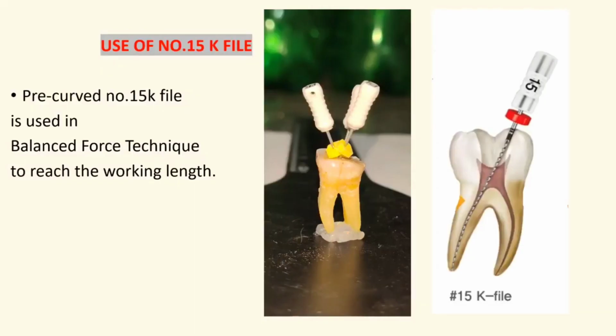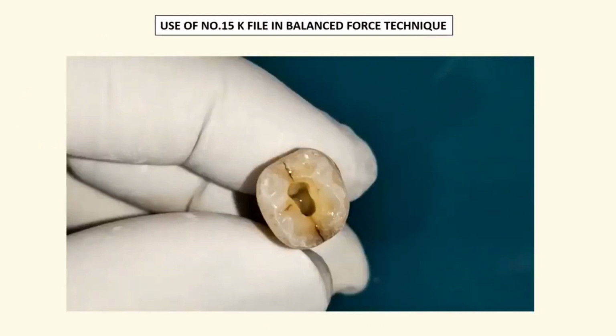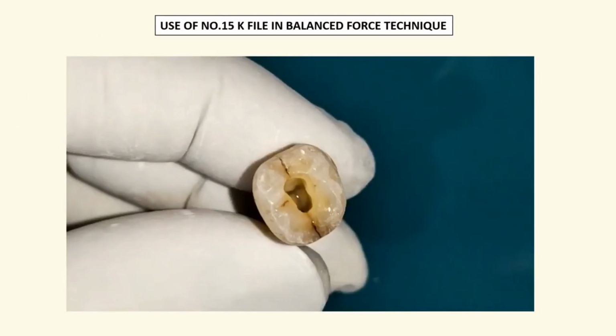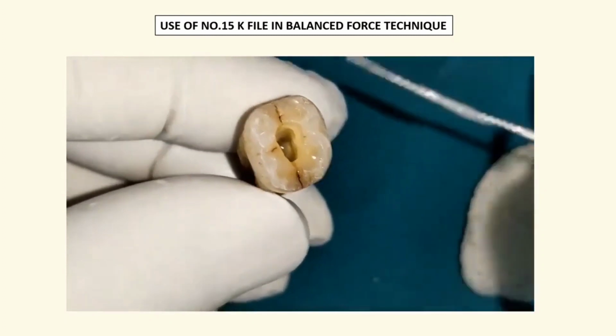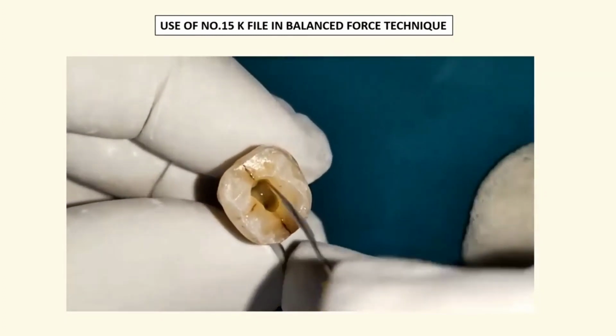So this is my new file sequence: number 6, number 8, number 10, number 12, and number 15. This is the number 12.5K file from BDW. Now the next step is the use of the number 15K file. A pre-curved number 15K file is used in the balanced force technique to reach the working length.